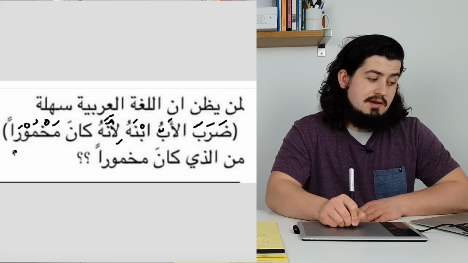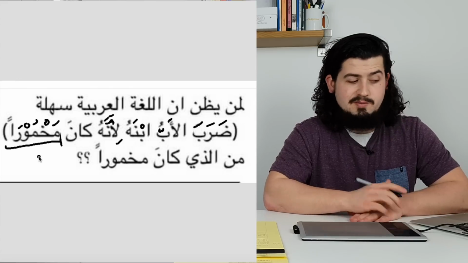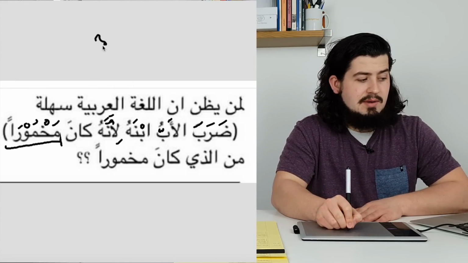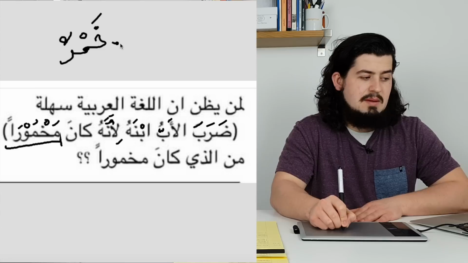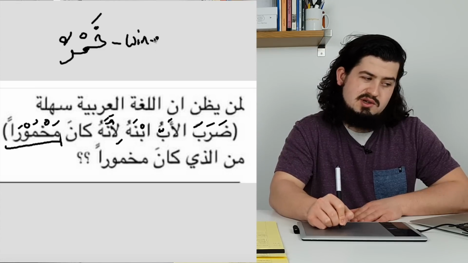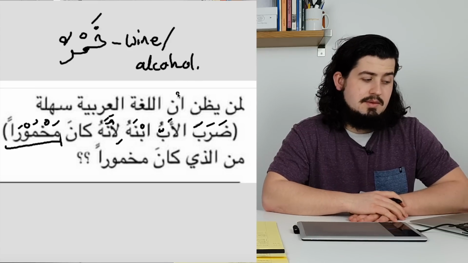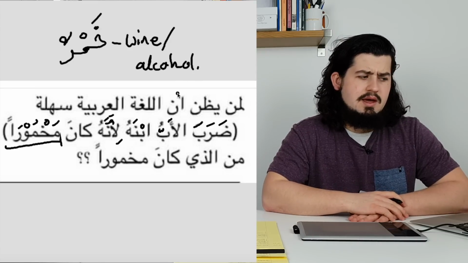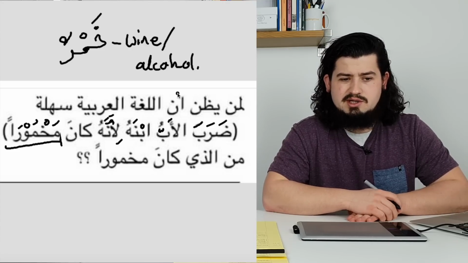Makhmuran. That's another maf'ul pattern, by the way, the passive participle pattern. It's from, a lot of you guys will know the term khamr. Khamrun means wine, really, but it's often used just for the term alcohol generally. Really, the best translation is just wine.